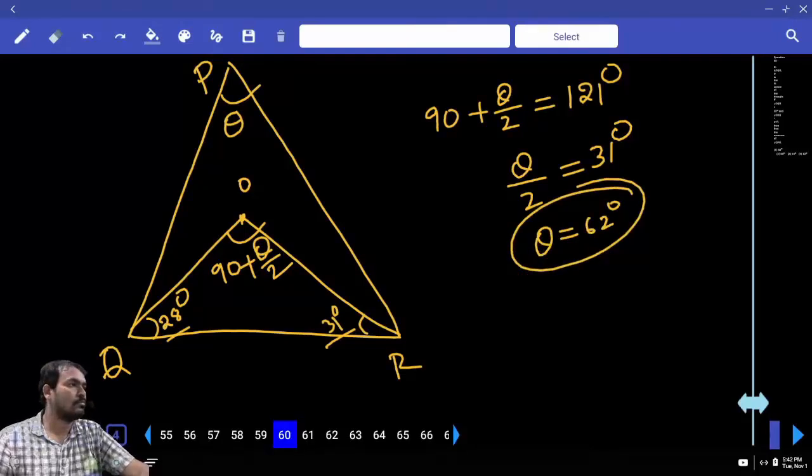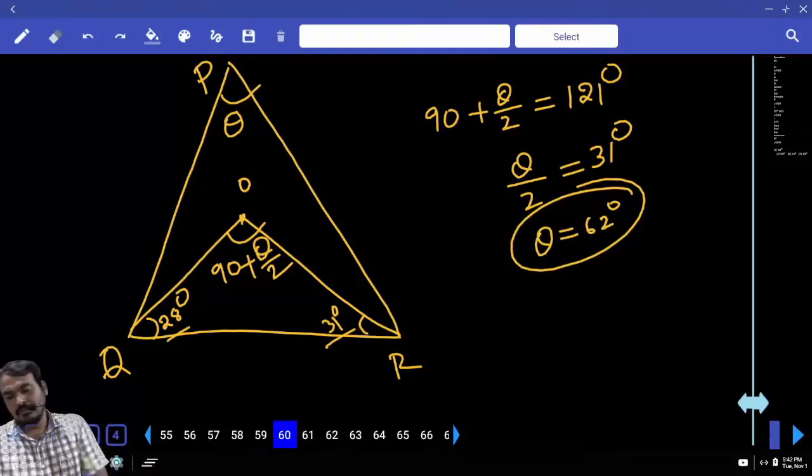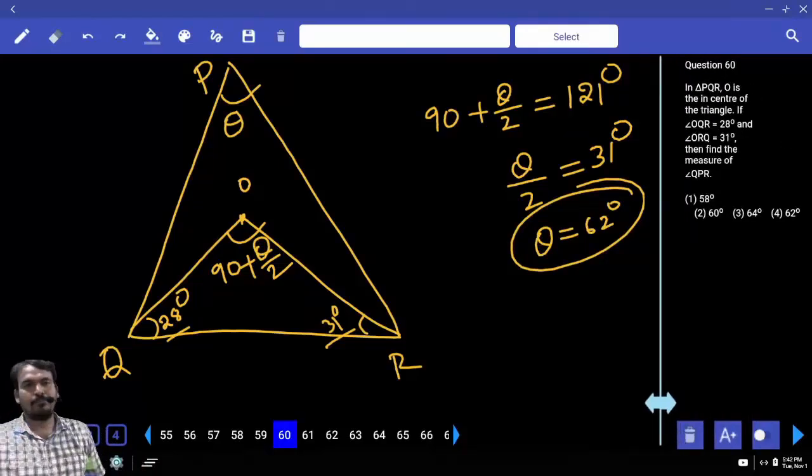Yes or no? If the P value is theta, then the O value is 90 plus theta by 2.